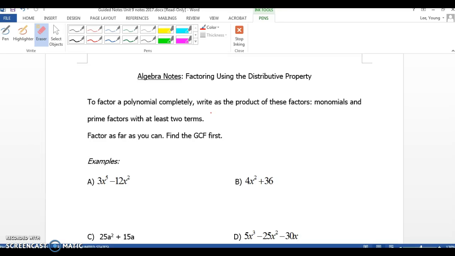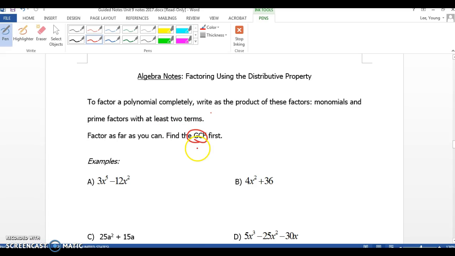Hi guys, today we're going to talk about factoring. So factoring is like we're dividing. Last week we learned how to multiply polynomials. Today we're kind of dividing polynomials, but we need to find what we're going to divide by. So today we're going to cover factoring by distributive property and we're going to factor by GCF.